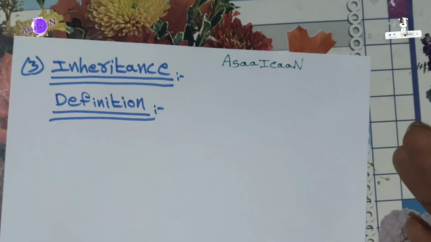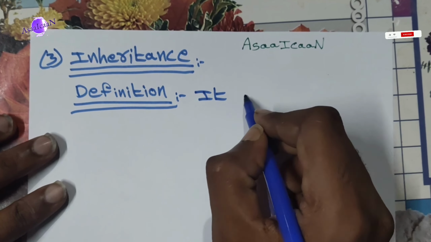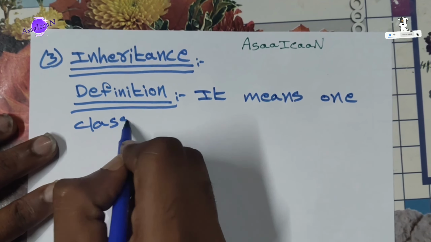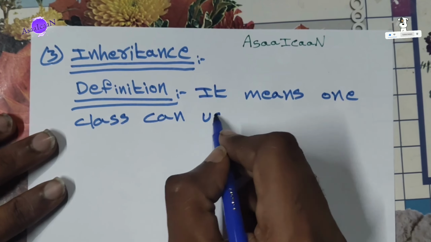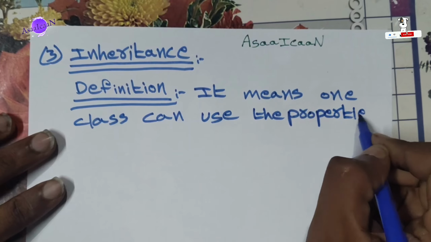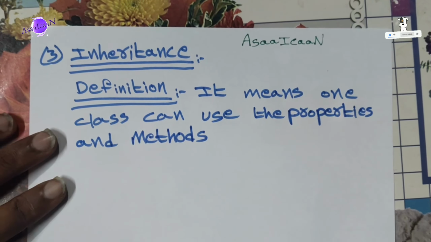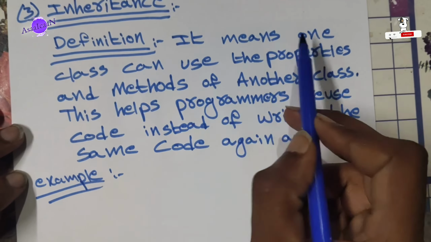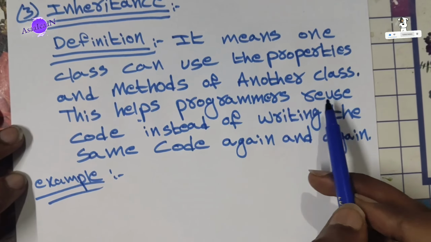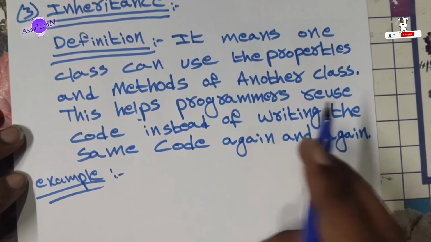First of all, I write the definition. It means one class can use the properties and methods of another class. This helps programmers reuse code instead of writing the same code again and again.